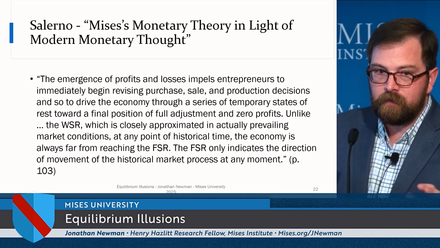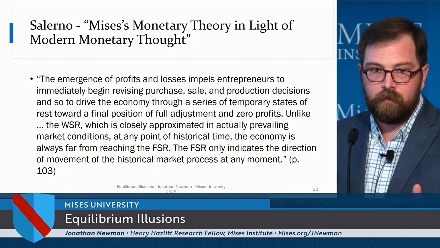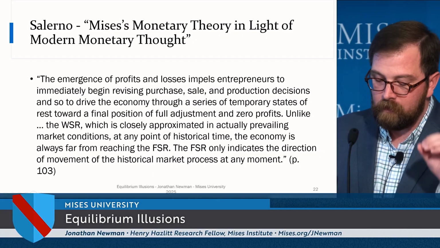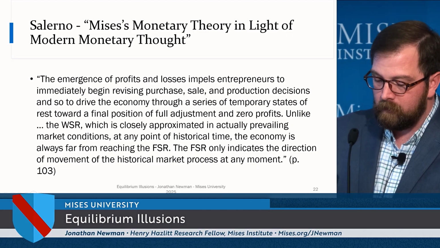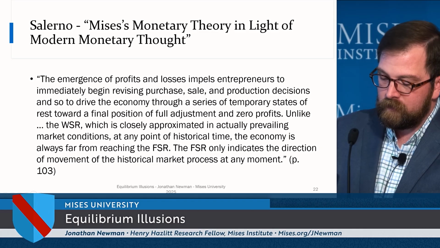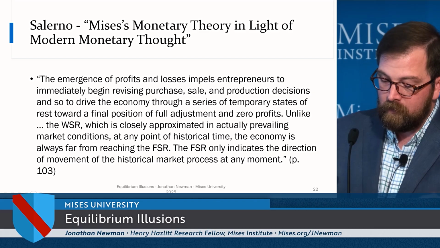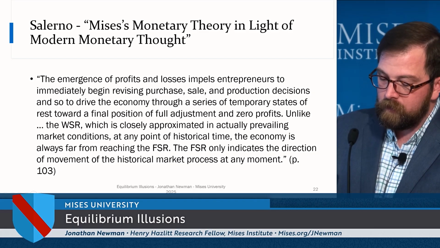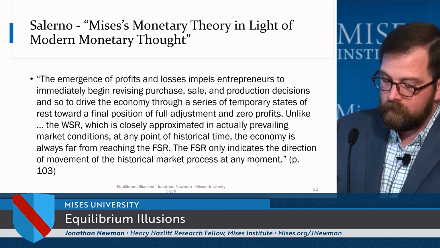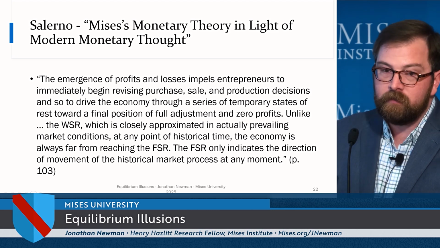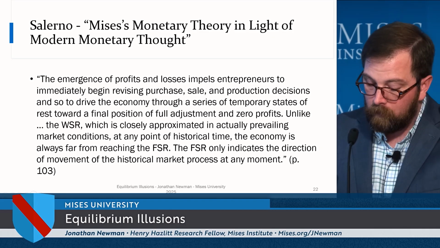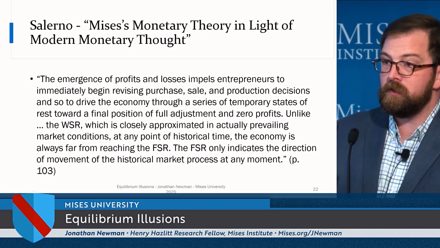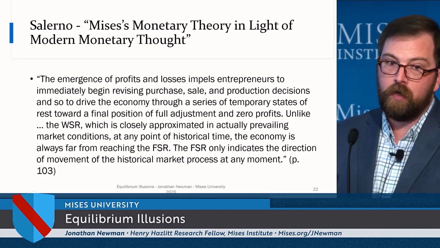Here's how Salerno explains this mechanism or this tendency towards the final state of rest. He says the emergence of profits and losses impels entrepreneurs to immediately begin revising purchase, sale, and production decisions, and so to drive the economy through a series of temporary states of rest toward a final position of full adjustment and zero profits. Unlike the WSR, which is closely approximated in actually prevailing market conditions, at any point of historical time, the economy is always far from reaching the FSR. The FSR only indicates the direction of movement of the historical market process at any moment. So the FSR is not a realizable equilibrium. We do not reach the FSR.